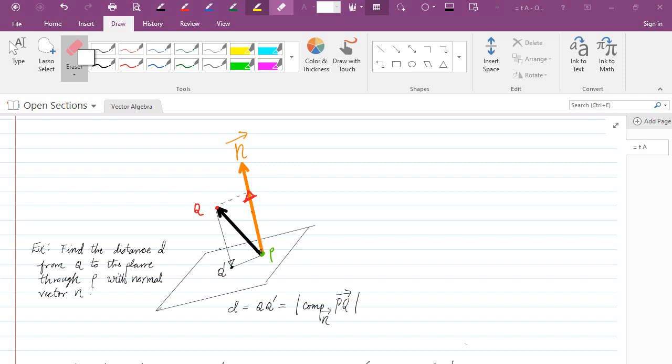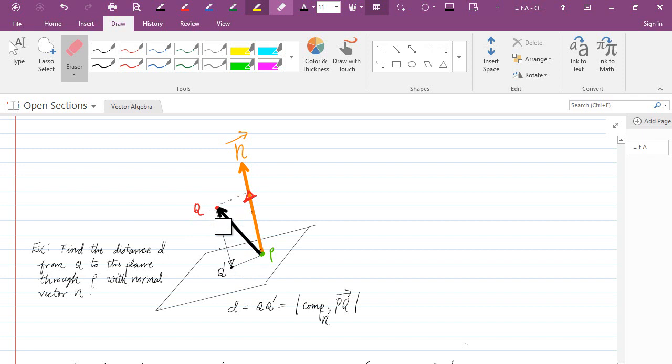We now will be looking at an example where we find the distance from a given point to a given plane. So let's say that I have a plane and the plane has normal vector n, so n is perpendicular to the plane, and P is a point on the plane, and Q is a point that's not on the plane, possibly. So we want to find the distance from Q to the plane.